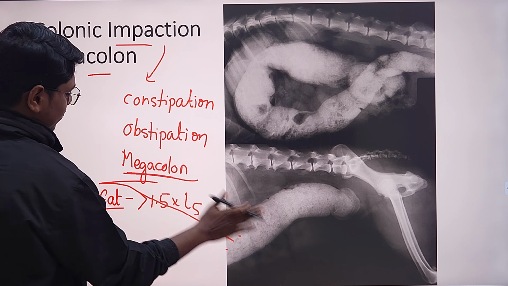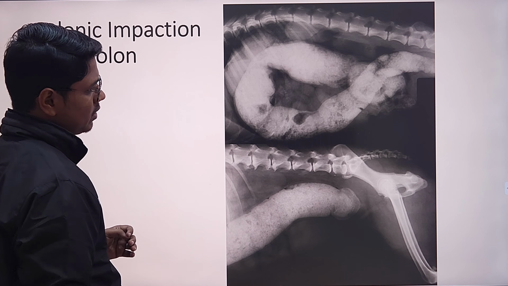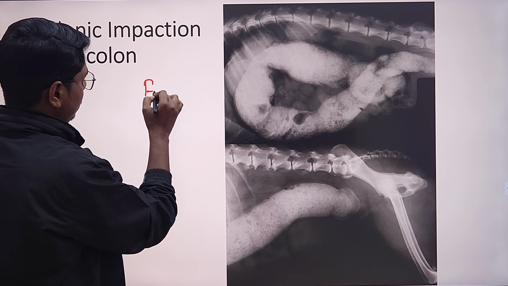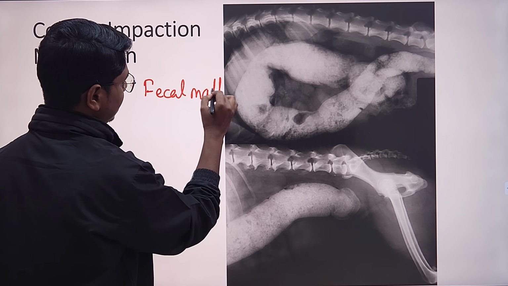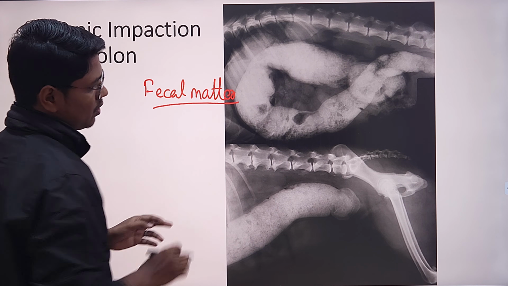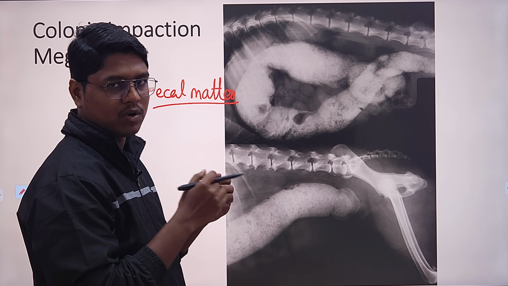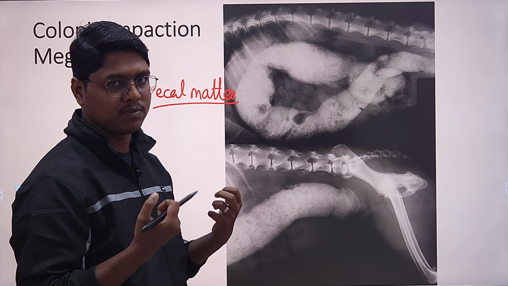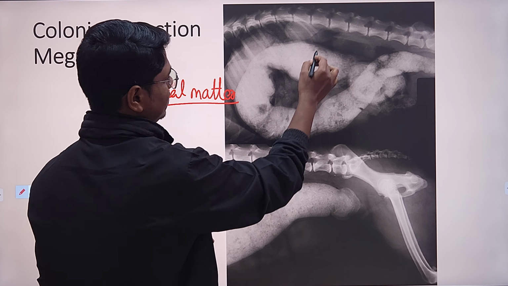Next, let us see what the radiographic findings in megacolon are. You will find fecal balls or fecal matter which has higher radio opacity. Normally they are not of this radio opacity. When it stays for a longer period of time, the water portion gets absorbed, resulting in an increase in radio opacity. And also look at the diameter.